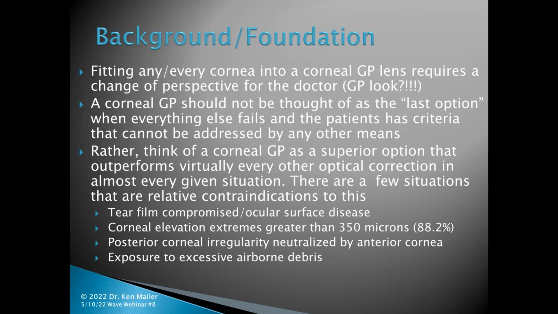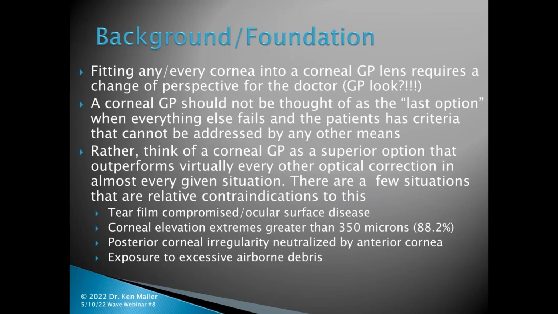Posterior corneal irregularity is neutralized by the anterior cornea. There are a couple of optical instances where you have a very, very irregular anterior surface, and as luck would have it, the posterior surface is sort of irregular in the same direction, and it allows a certain neutralization by the back surface of the lens of all that front surface irregularity. When that happens, if you put a corneal GP lens on that eye, or for that matter, even a scleral rigid lens, you will have a very difficult time providing a vision result that's satisfactory to that patient.